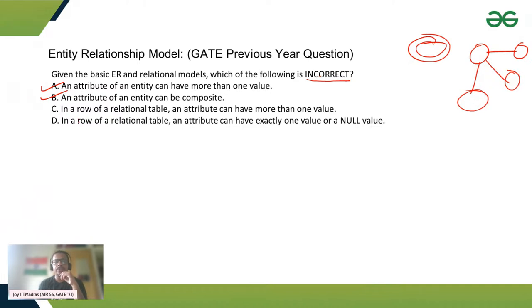Then let's see C. It says that in a row of a relational table, an attribute can have more than one value. This is the constraint of the relational table. For the relational model, we don't support multi-valued attributes. So C is not correct. In a specific row, we should have exactly one value or maybe a null value. So option D correctly says that an attribute can have exactly one value or null value. C is false, so the incorrect statement they are looking for is statement C.